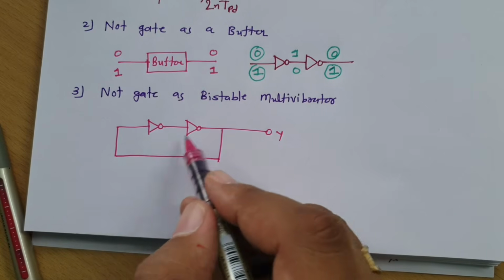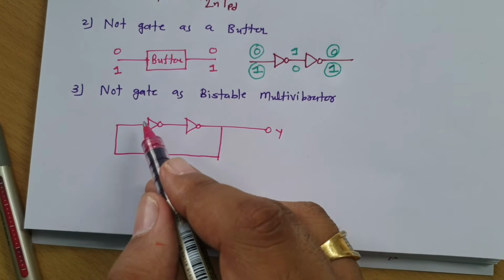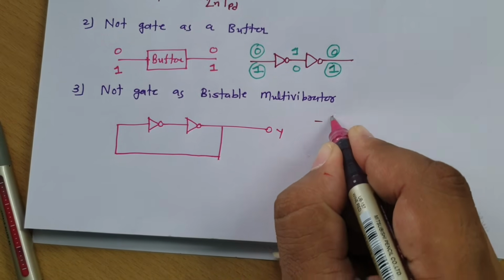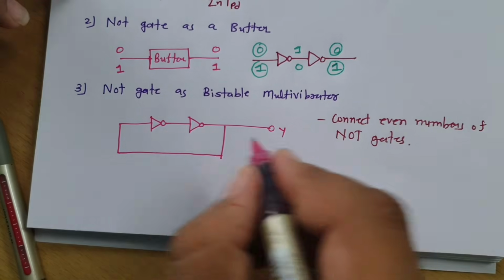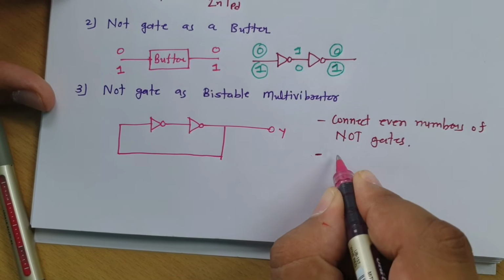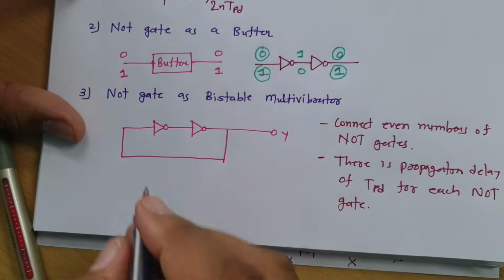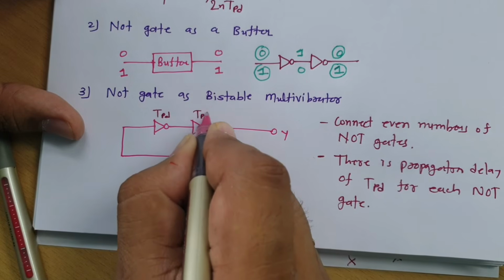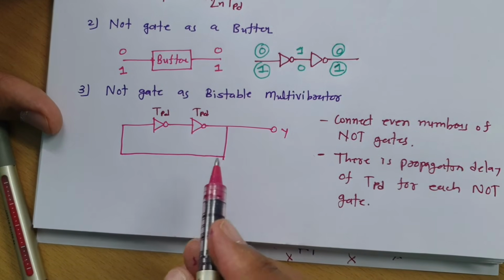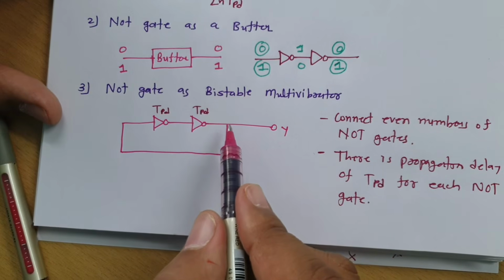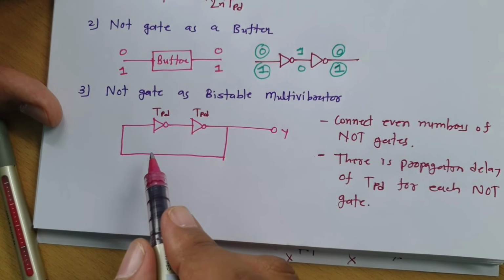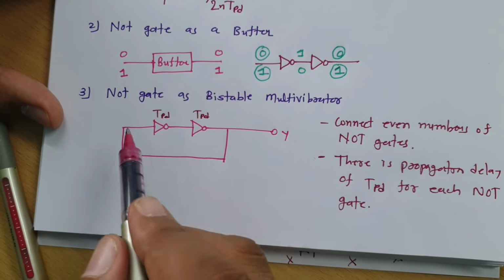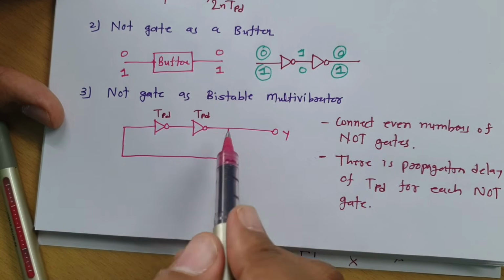See, in the ring oscillator I have told you we should connect an odd number of NOT gates, right? But in a bistable multivibrator we need to connect an even number of NOT gates, and each NOT gate has a propagation delay TPD. Now there can be a question like whether this circuit is a buffer or not. But see, this is not a buffer circuit. Why? The reason is there is a feedback. In a buffer there is no feedback, while with this circuit there is feedback.